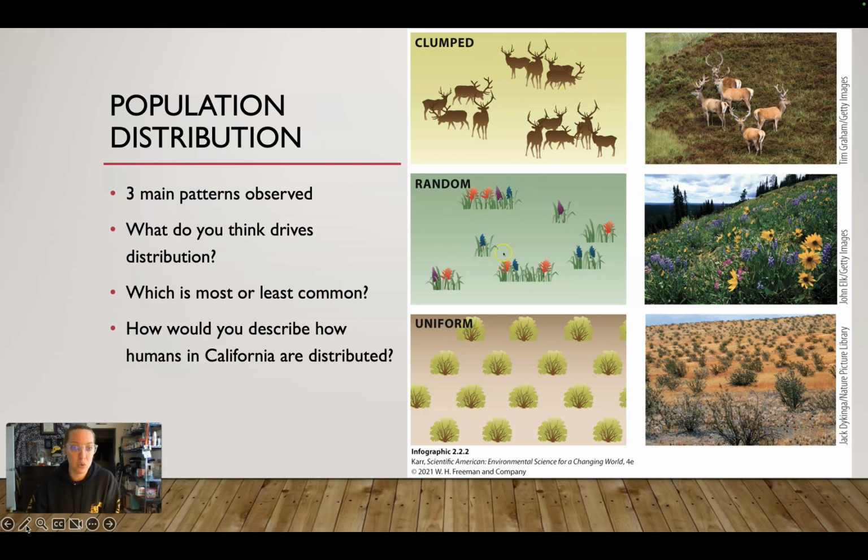So check out these three distribution patterns that we see. We see clumped patterns, maybe more random distribution patterns, perhaps that of flowers, and maybe more uniform distribution patterns, like you would see maybe in the desert Southwest. It's pretty interesting, right? So how do you think that humans in California are distributed? Are we more clumped, random, or uniform? What do you think? Take a moment and consider those ideas.